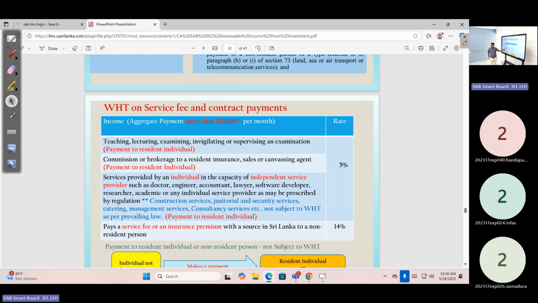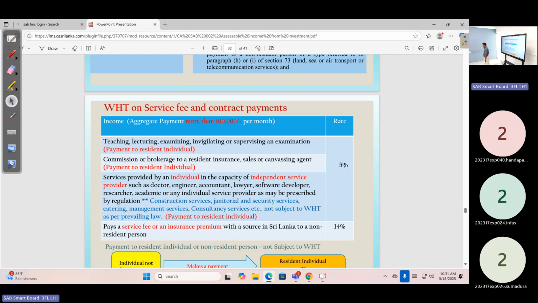So remember this: payment for construction services, janitorial services, security services, catering, management services, consultancy services. These are not subject to withholding because they are not prescribed. These are the only ones in the law so far. Doctor charges, engineer, accountant, lawyer, software developer, researcher, academic or individual are also not prescribed by the law.